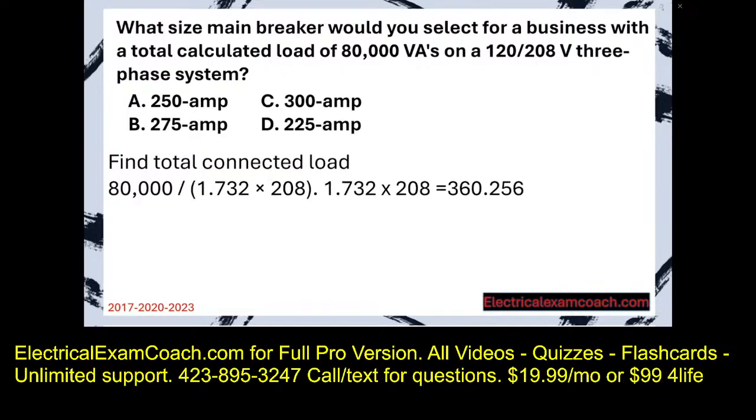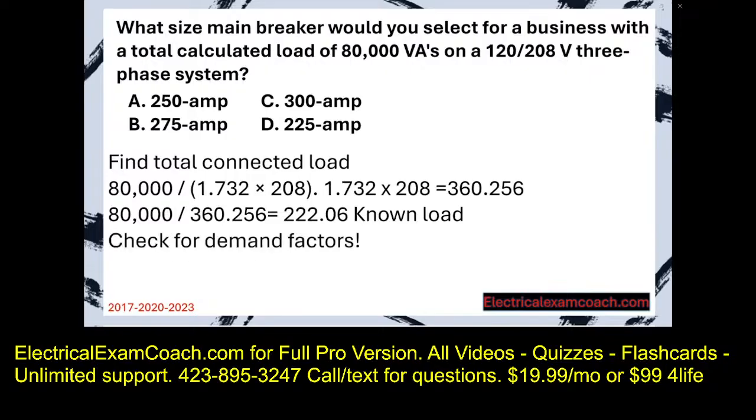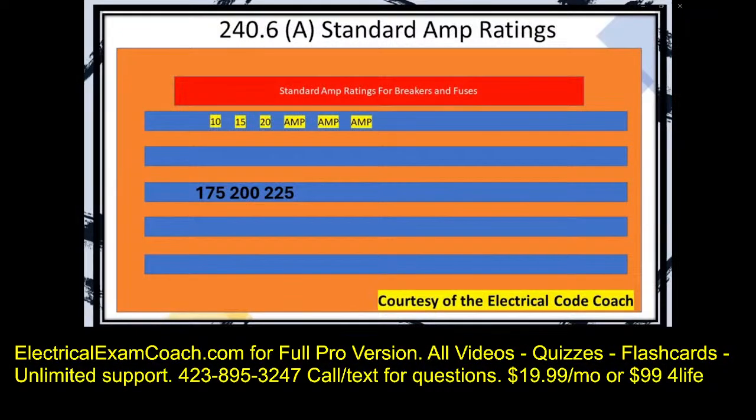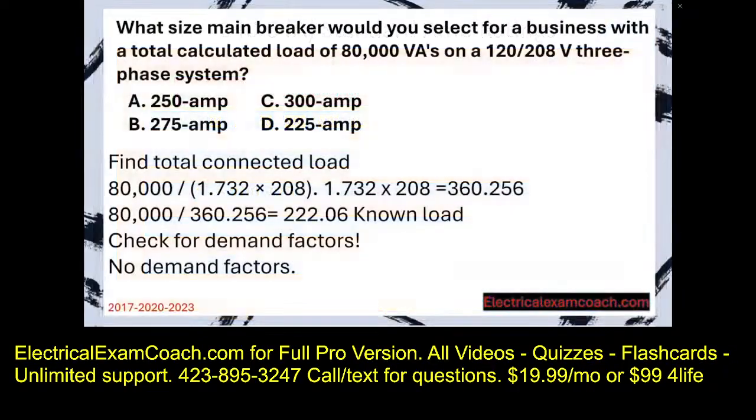We do our little bit of pre-work and we end up with 360. Now we divide that out and we end up with 222 amps. In this case, we'll round down to 222. There are no more demand factors in this calculation. We head over to Table 240.6(A), choose the next standard size up, and put this on a 225 amp service.